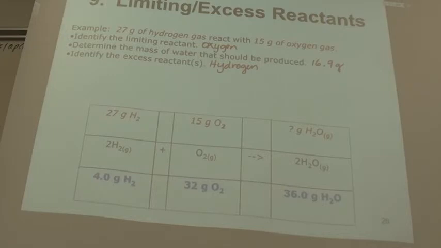Would you stop and think for just a moment for me? How much water is made? 16.9 grams of water is made when the oxygen runs out. That water contains all the oxygen and it contains some of the hydrogen. Does it contain all of the hydrogen? No. We want to know how much it contains.